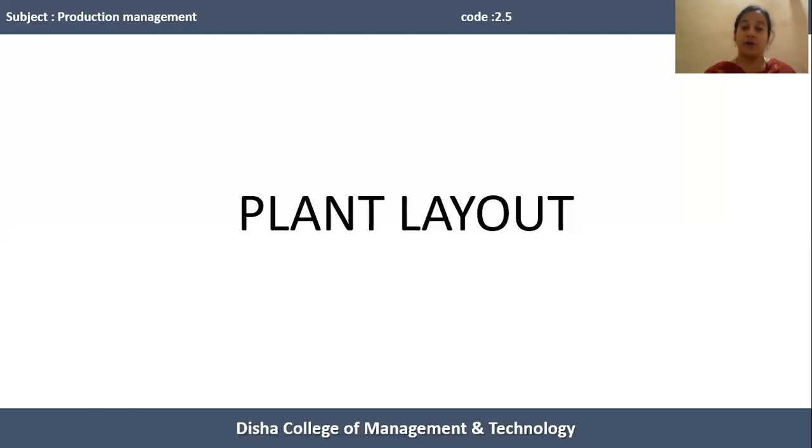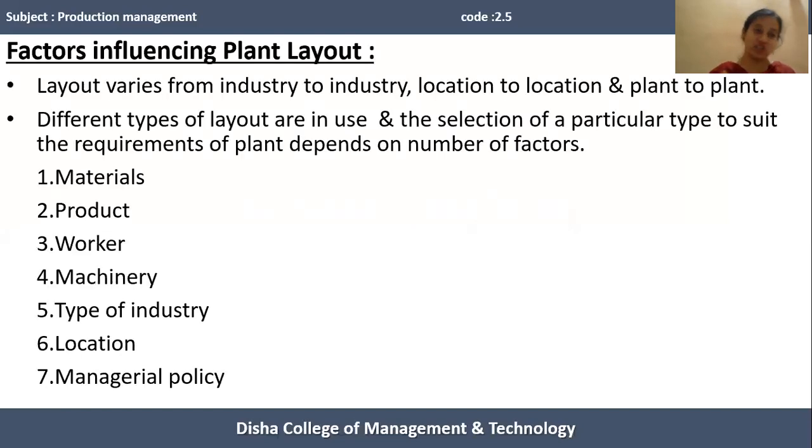This is all about the concept of plant layout, and this is all about our last class. Today I will discuss another topic of plant layout, that is factors influencing plant layout. What will we discuss in this topic? In this topic, we will discuss what factors, what elements a production manager should consider while designing the layout of a plant.